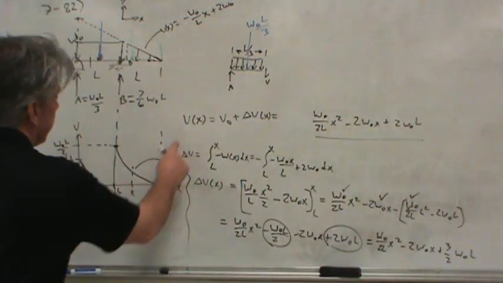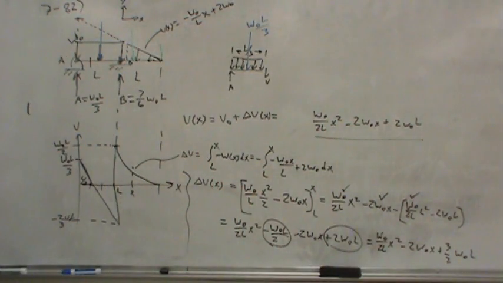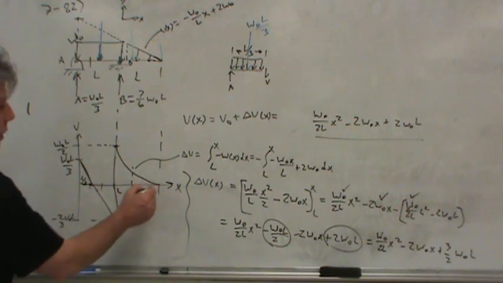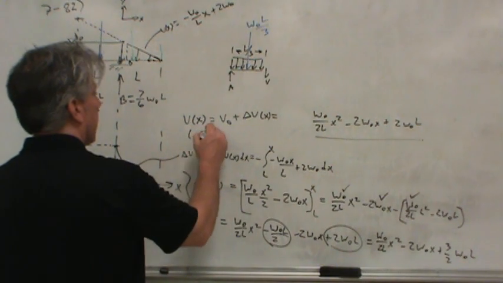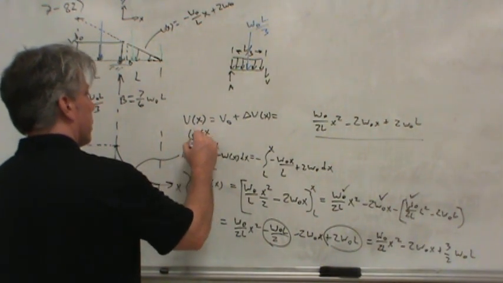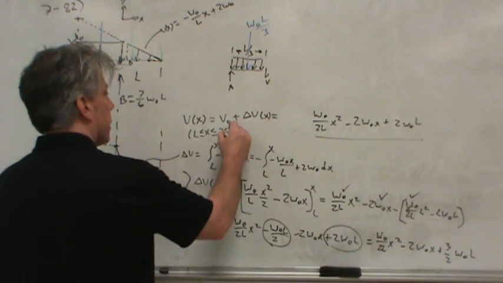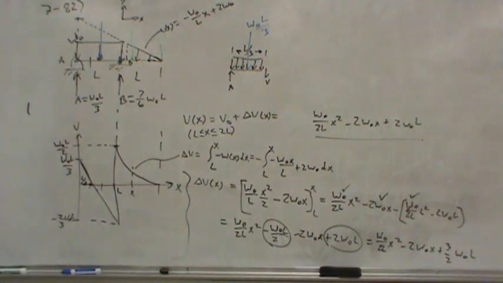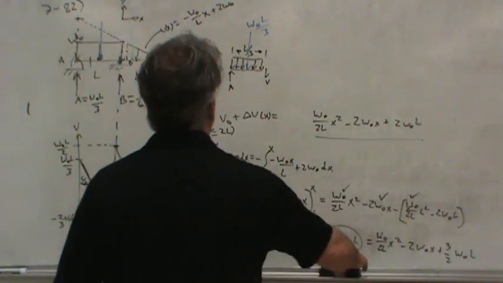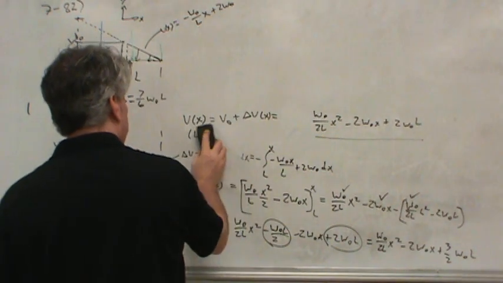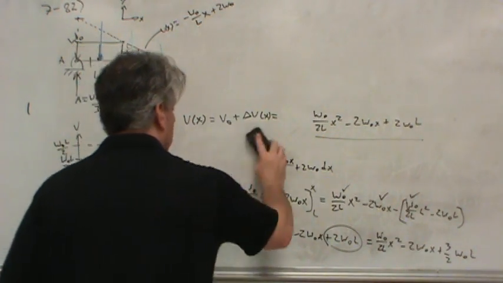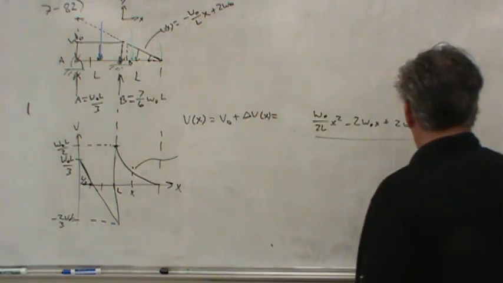tells us the magnitude of the shear as a function of x from x equal to L to x equal to 2L. That's the range over which this equation is valid, between L and 2L. Well, now that we've got that, it'd be nice to get the moment diagram. Now, all of that was a lot of work, but what we really need is just this bit of it.